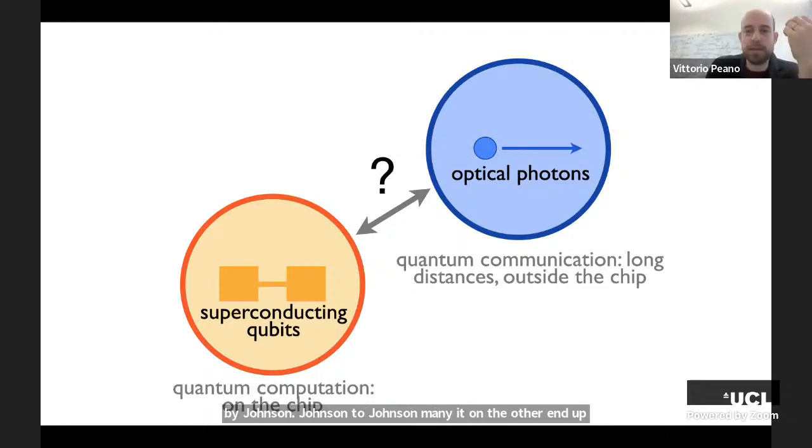optical light is really good because it interacts very weakly with the environment, and it can travel for long distances. So you could think of a future where we have quantum computers talking to each other via a quantum internet. And for this, the missing link is that we need a way to make these microwave photons communicate with optical photons. So we need a way to transfer the information that is maybe encoded in the microwave photons to an optical photon.